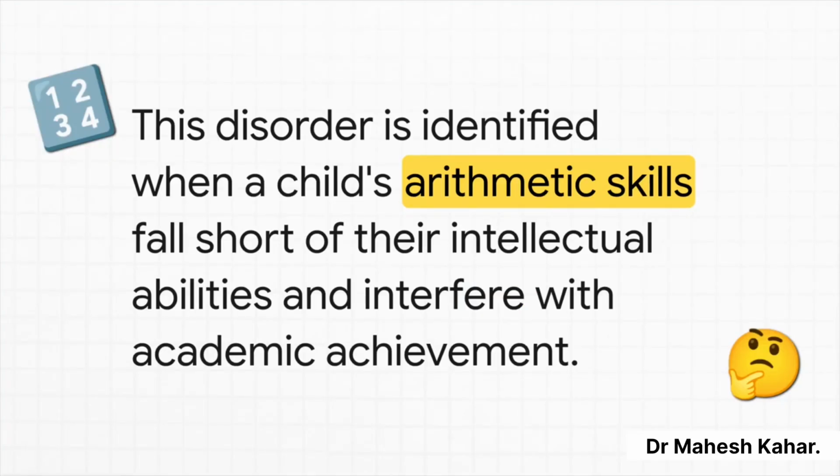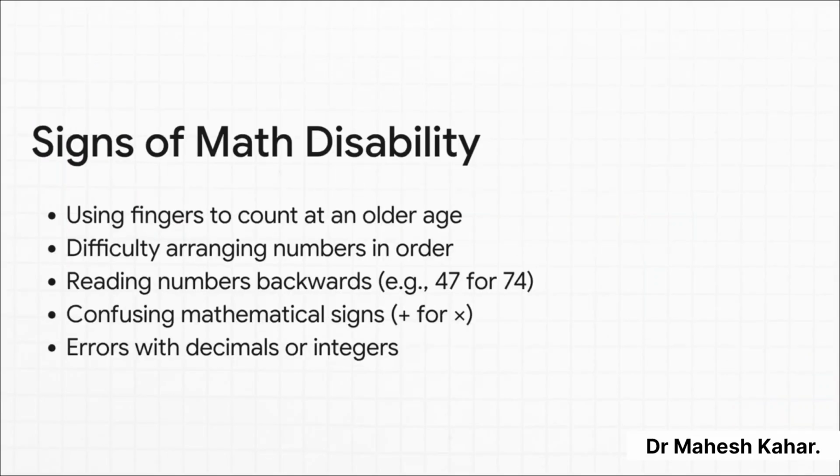A simple way to think about it is like dyslexia, but for numbers. It's a mathematical disability where someone's ability with arithmetic is just way below what you'd expect for their age and intelligence. Some of the common signs might be things like still using fingers to count when their friends have moved on, or really struggling to put numbers in the right sequence. They might even read numbers backwards or mix up plus and minus signs. Again, it's all about brain processing.